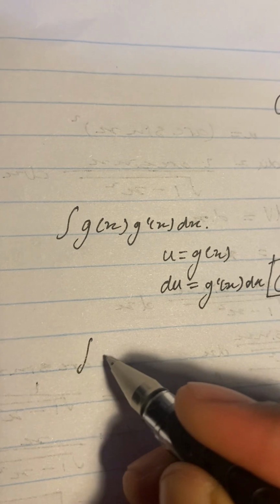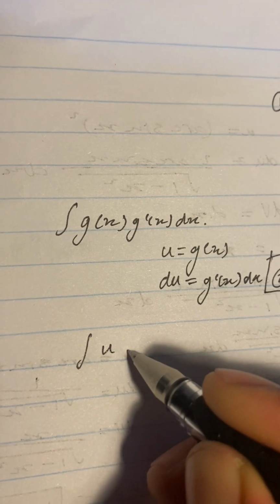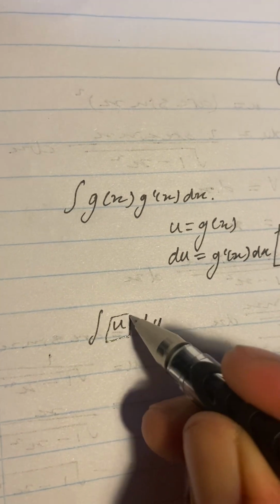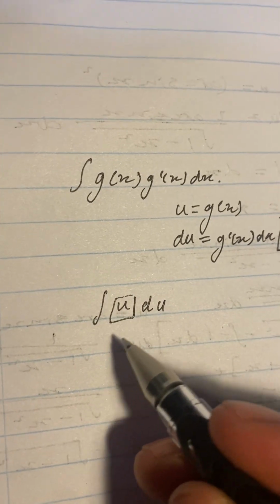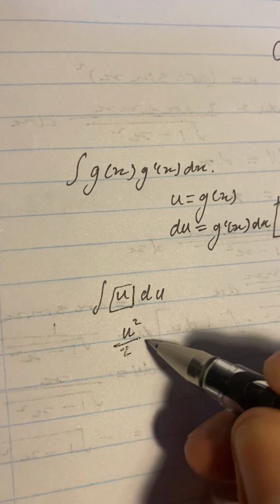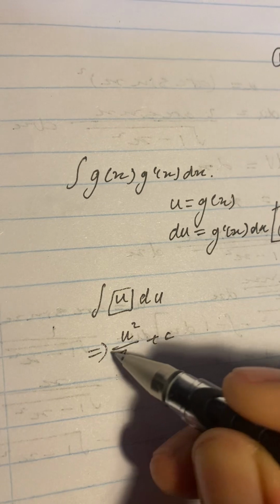We have u du, and then we can simply use the power rule to integrate that one. It will be u to the power of 2 divided by 2 plus c. Then that's your final answer.